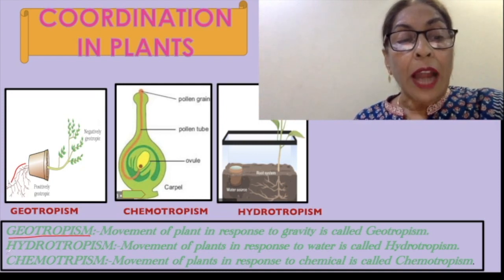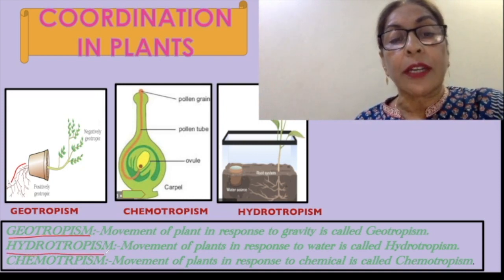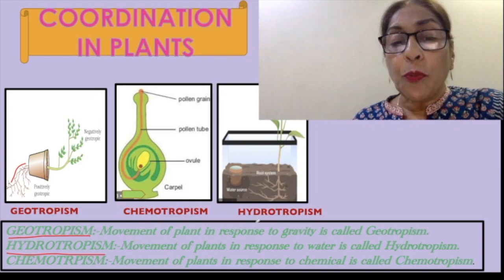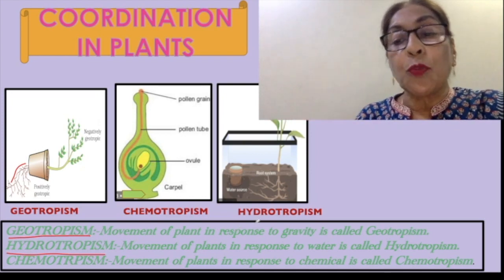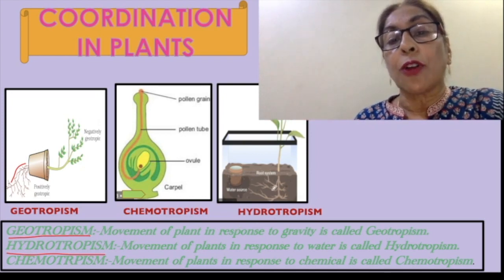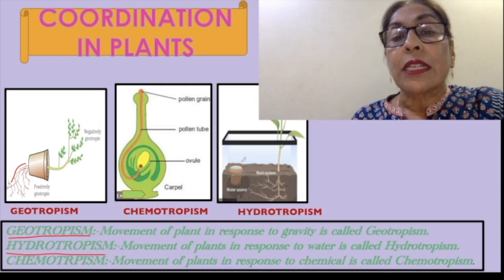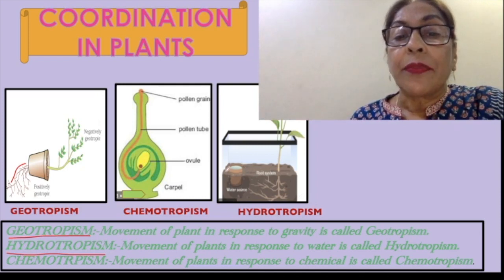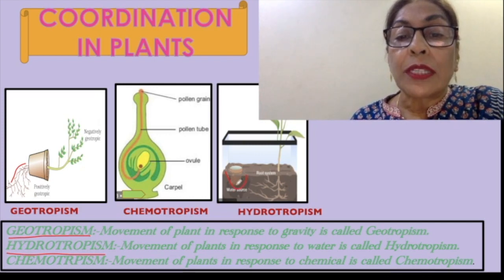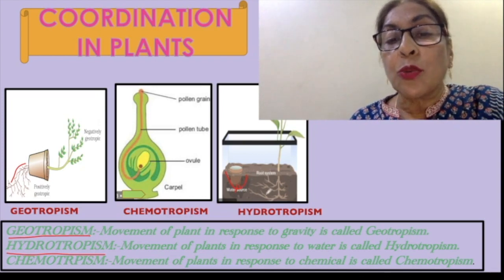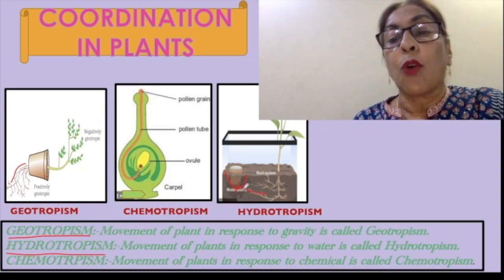Hydro is connected with water. So movement of a plant in response to water is called hydrotropism. Here in this diagram you can see there is a glass, a porous glass. From the porous glass water is oozing out and this root is moving toward the water.